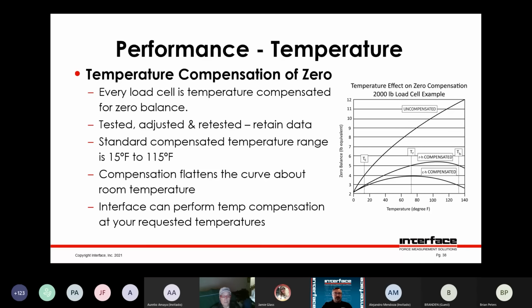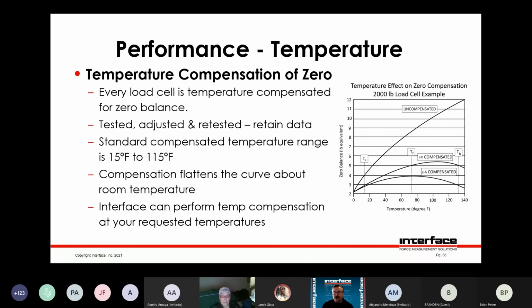Temperature compensation of zero, Interface tests at a cold temperature and a hot temperature. That tends to flatten the temperature curve of the zero out around room temperature, which is desirable because most testing is done around room temperature. So if you have, say, a 10-degree swing around room temperature, you'll basically see almost no effect. If we know what you're going to be doing, though, say you're only going to be using it at high temperature, we can actually run the temperature compensation to take that into account.